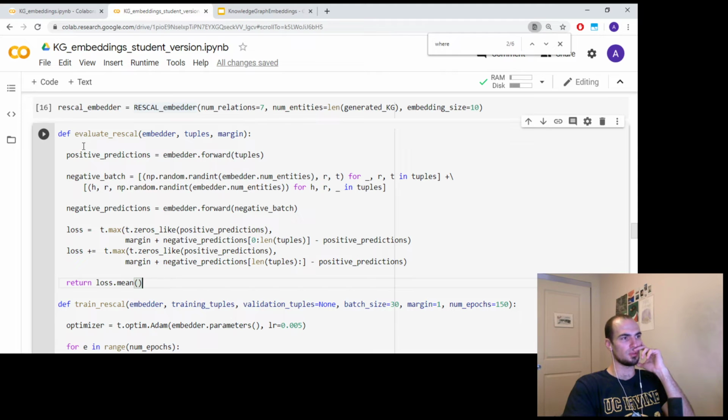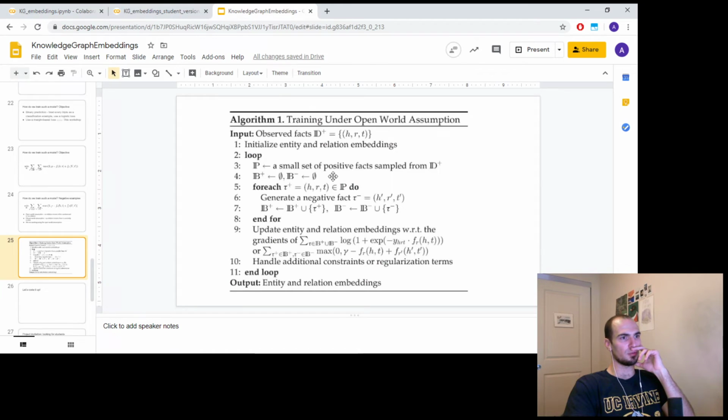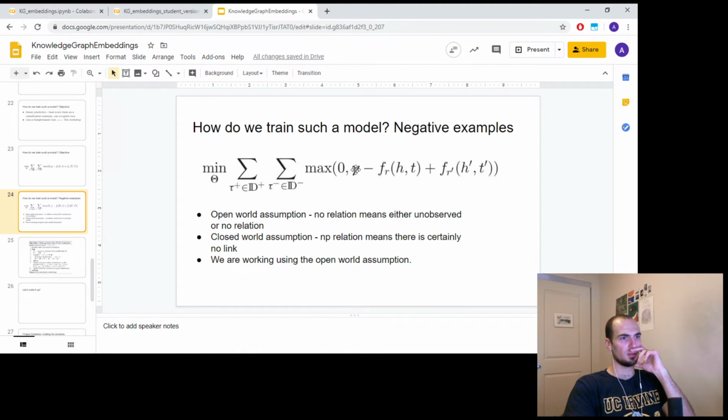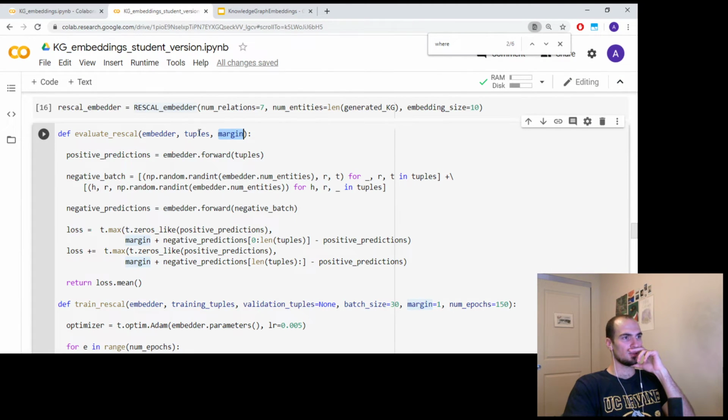So this function just computes the loss. We're getting some positive tuples as an input. We also get the margin, which is this gamma we were speaking about before. So: positive tuples, the embedder that we're evaluating, and the gamma. First of all, we're computing the positive predictions. We're just running the forward function on the embedder in the most straightforward way.